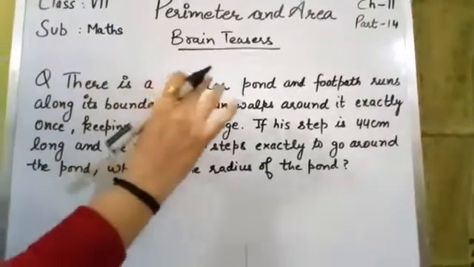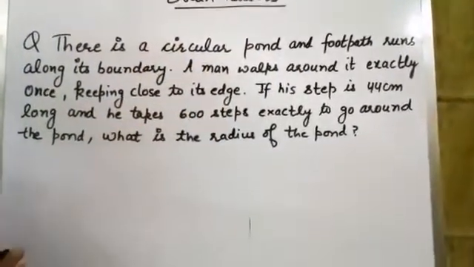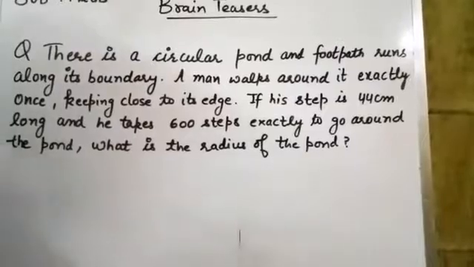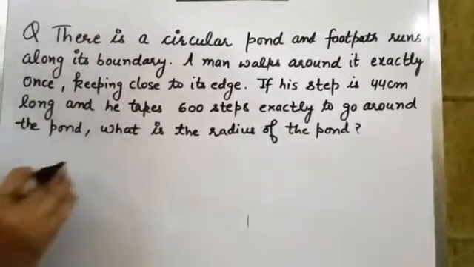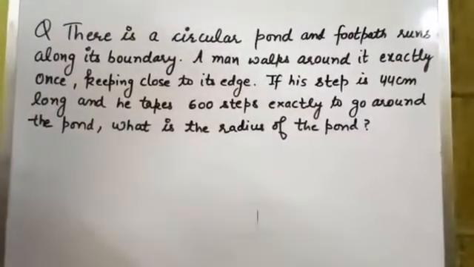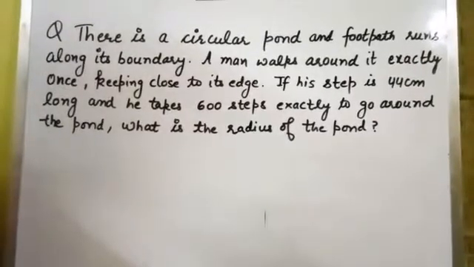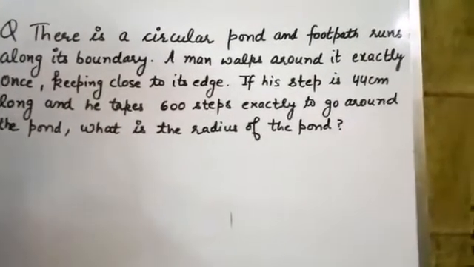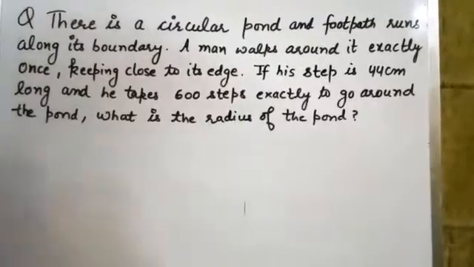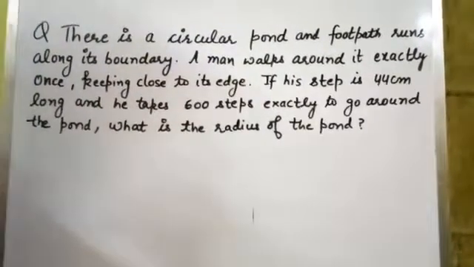There is a circular pond and a footpath runs along its boundary. A man walks around it exactly once, taking only one round, keeping close to the edge. If his step is 44 centimeter long, one step is 44 centimeter long, and he takes exactly 600 steps to go around the pond, what is the radius of that pond?